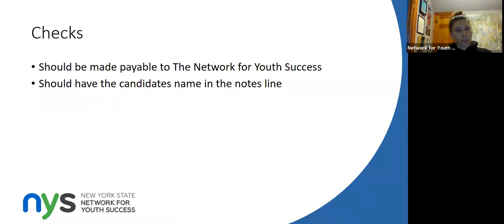Checks. This gets confusing for individuals. So again, checks need to be made payable to the network. It needs to go to 415 River Street in Troy, which is right on the bottom of the request for visit form. The check needs to have the candidate's name in the notes line.